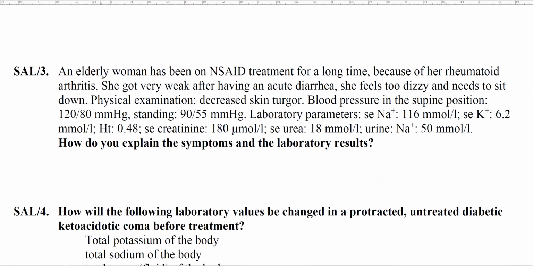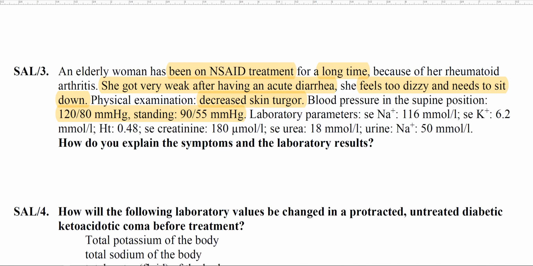An elderly woman has been on NSAID treatment for a long time because of her rheumatoid arthritis. She got very weak after having an acute diarrhea. She feels too dizzy and needs to sit down. Physical examination: decreased skin turgor, blood pressure in the supine position 120/80, standing 90/55, so quite low.